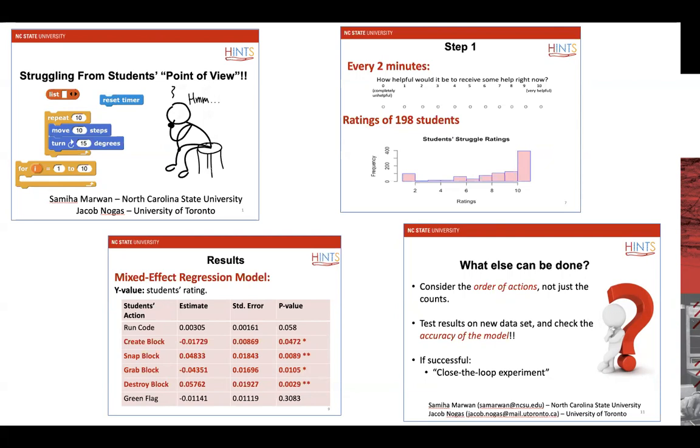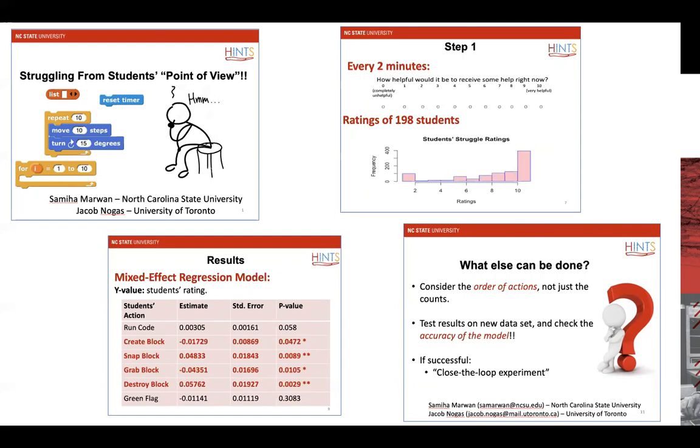So we're making the system more adaptive to students. It depends on how you are performing, and this is how much help you need from the system. So this is the motivation of my project that I did at CMU. My specific part of the project is that I want to build a model that can predict how much a student is struggling.